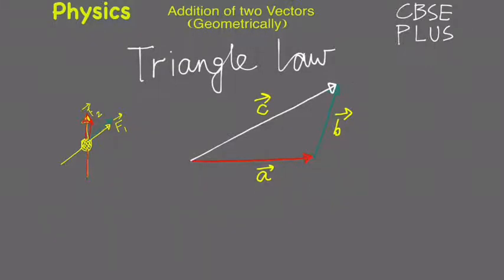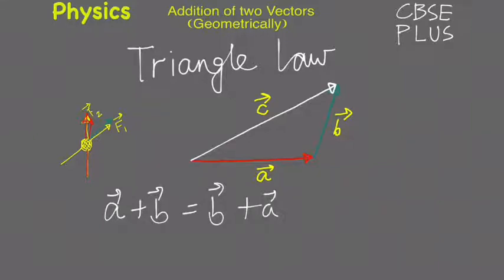So in adding two vectors, we match the head and tail of the vectors. If we match head and tail of the vectors, we get the resultant vector. Students, vector addition is commutative. It means A plus B is equal to B plus A. Order is not important, and this is also not important when we draw the triangle.